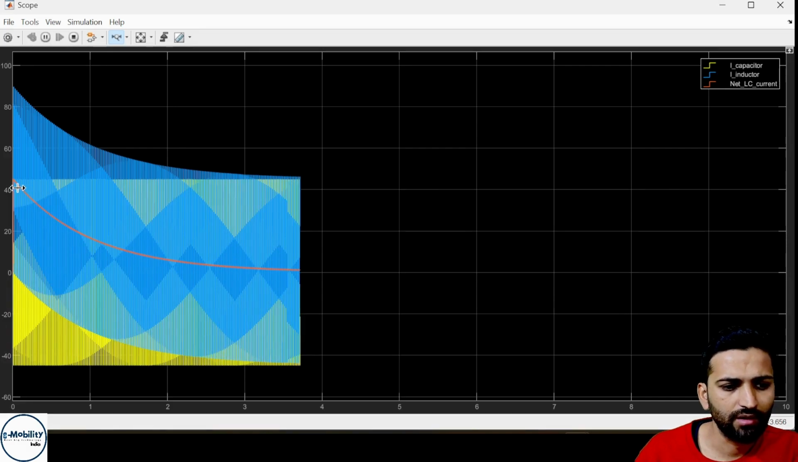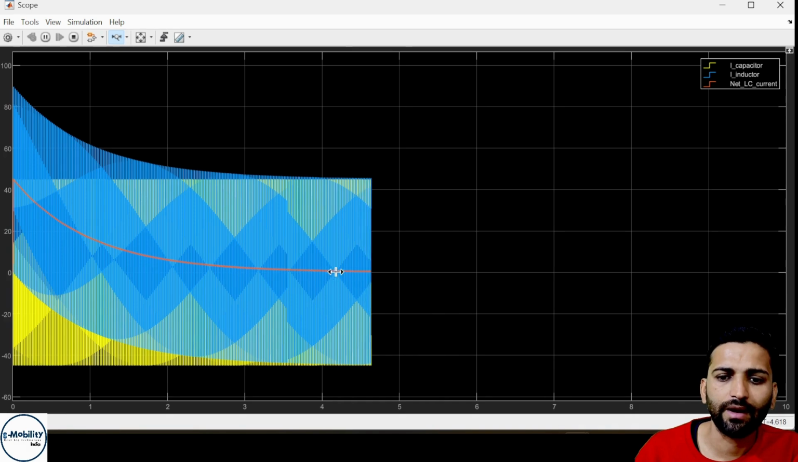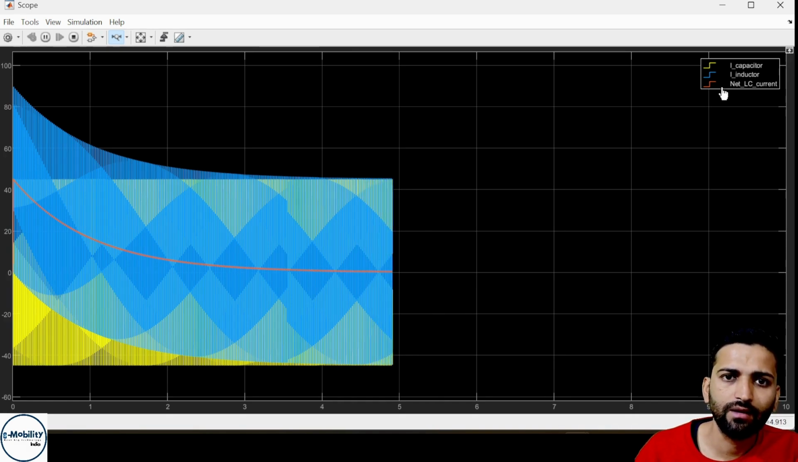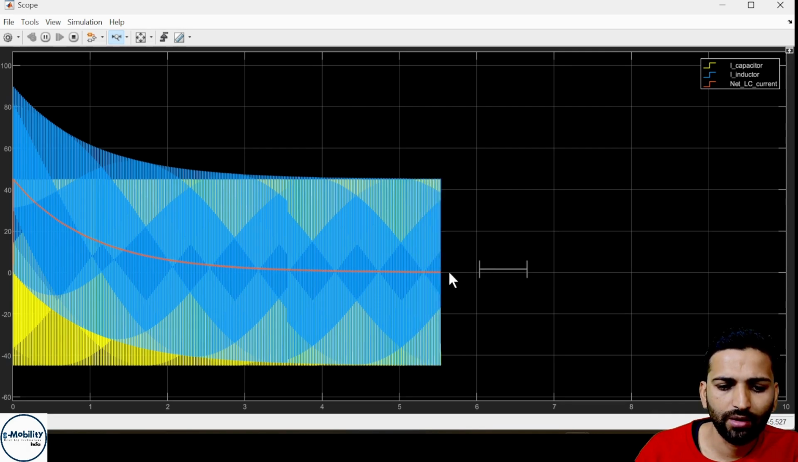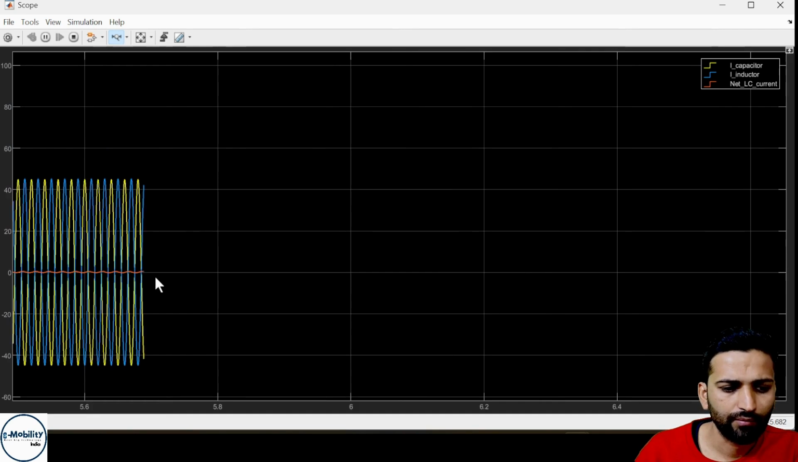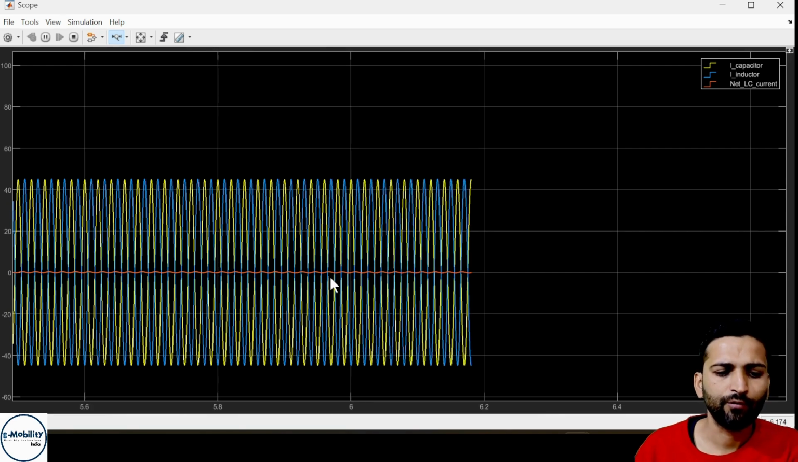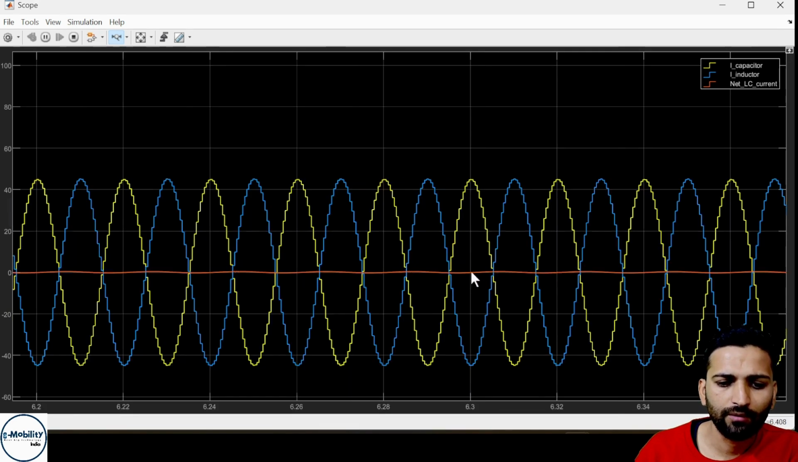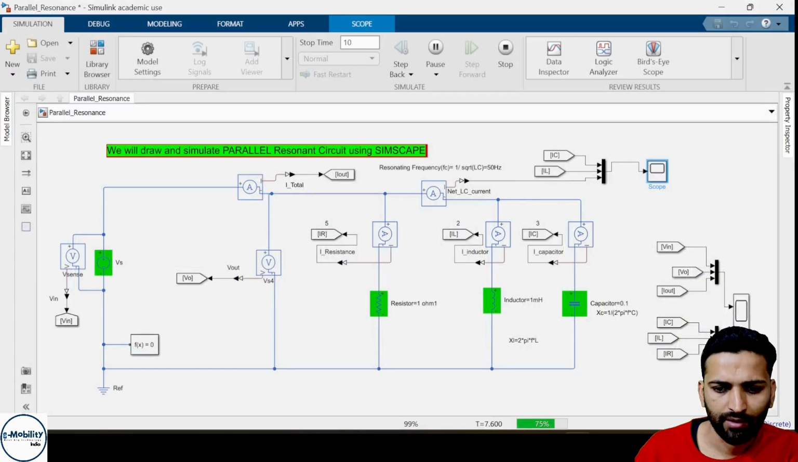Here you can see that this red line is showing that the current is going towards zero. When this current settles around 5 or 6 seconds, you will see that this red line, which is showing the net current the LC section is drawing, will become exactly zero. So let's zoom in on this section. It is still going towards zero, and you will see that the net current drawn by the LC is zero because the inductor and capacitor currents are cancelling each other. Here, blue is the inductor current and yellow is the capacitor current. Similarly we will see here.